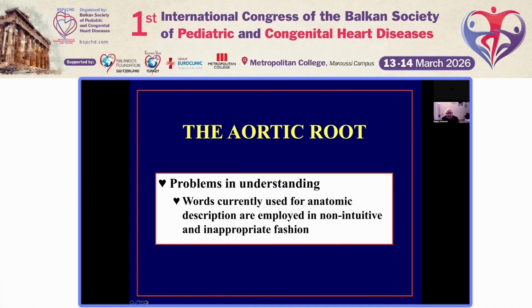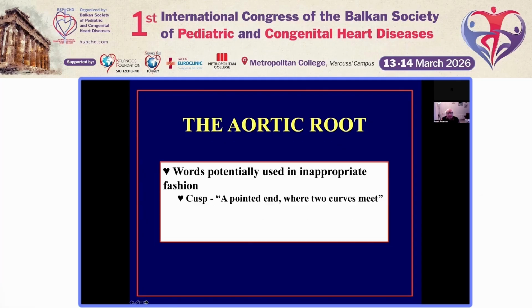And the problems reflect the words we use to describe the aortic root, because I do not believe that those words are used as they ought to be used, which is the way they are defined within the dictionary. So what am I referring to? I'm referring to two particular words. The first is the cusp. Now, if you go to the dictionary and you look for the vernacular meaning of cusp, you will find that it is a pointed end, particularly where two curves meet.